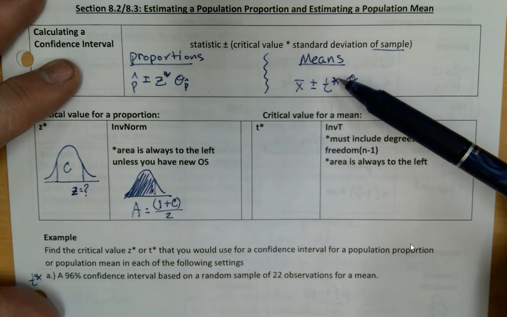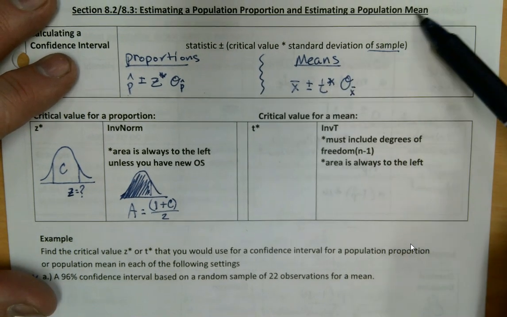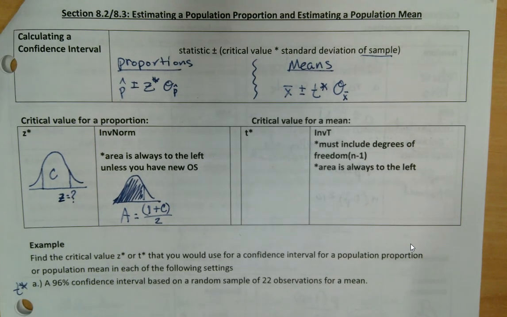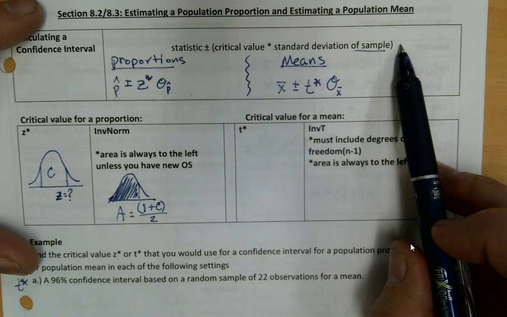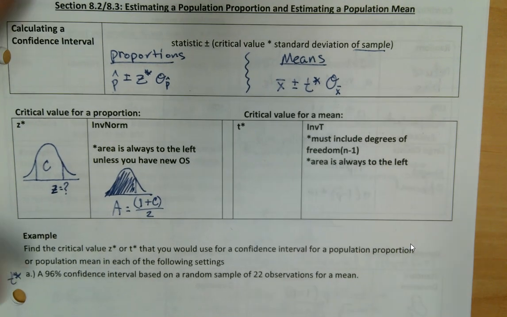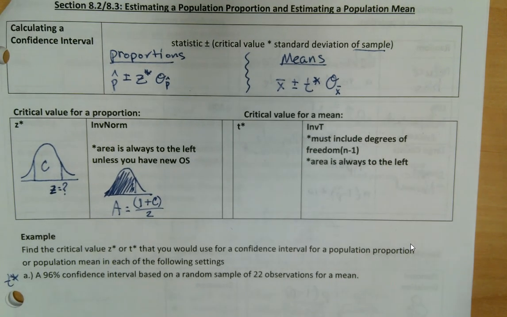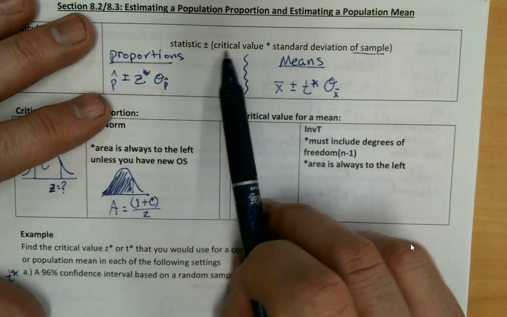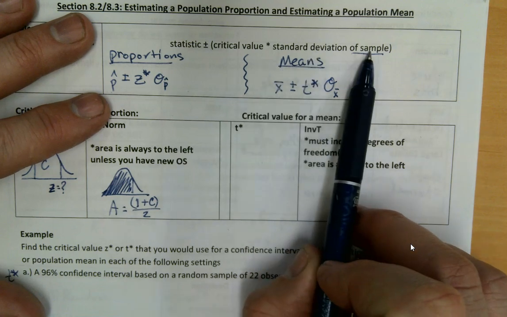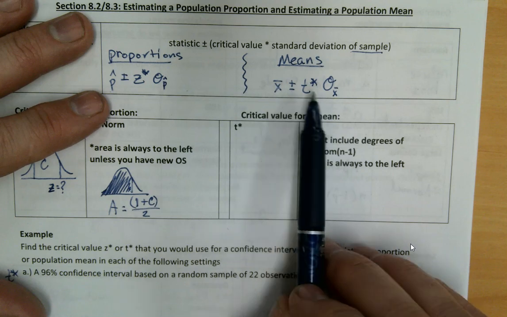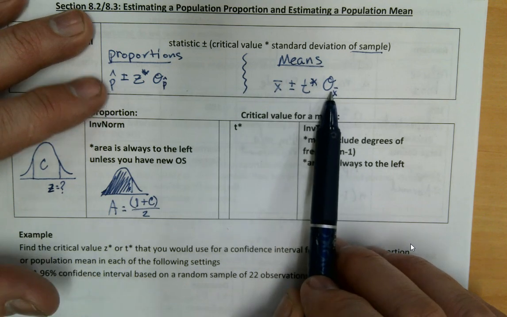All right. So for estimating a population mean, there is quite a bit more that can happen than when we're estimating a population proportion. So there's a lot more going on today than there was on Wednesday. The basic setup is still the same. We're going to take our statistic and add or subtract our critical value times the standard deviation from the sample. Our sample mean plus or minus our critical value times our standard deviation from our sample.